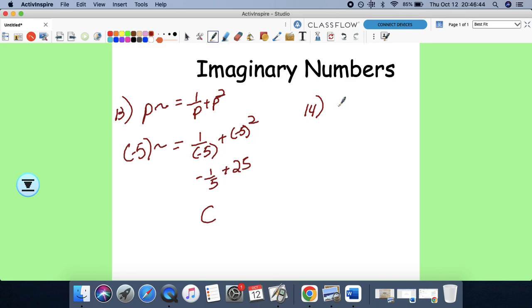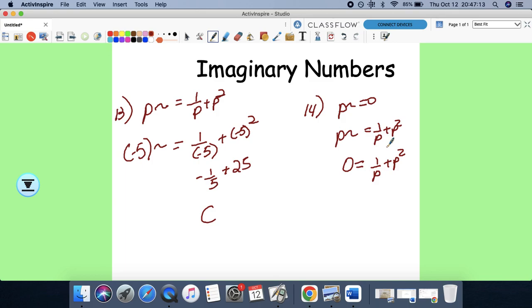P wiggly sign, what is this? P wiggly sign equals 0. So what if this whole thing equals 0? Well, then we had this 1 over P plus P squared. They're saying that this P wiggly sign equals 0, so I'm going to replace that with 0. 1 over P plus P squared. And then I'm just going to play with the numbers, see which one of these gives me 0.